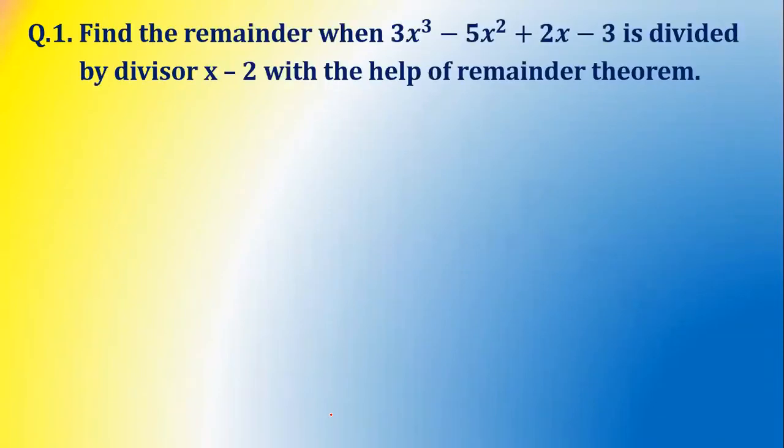So let's see this question. Find the remainder when 3x cubed minus 5x squared plus 2x minus 3 is divided by the divisor x minus 2 with the help of the remainder theorem.